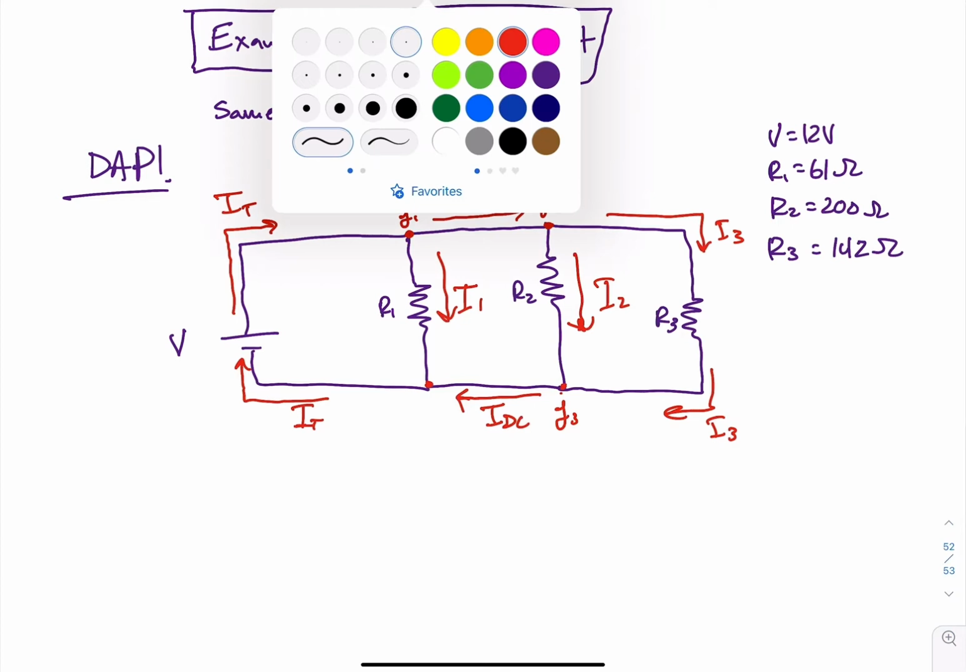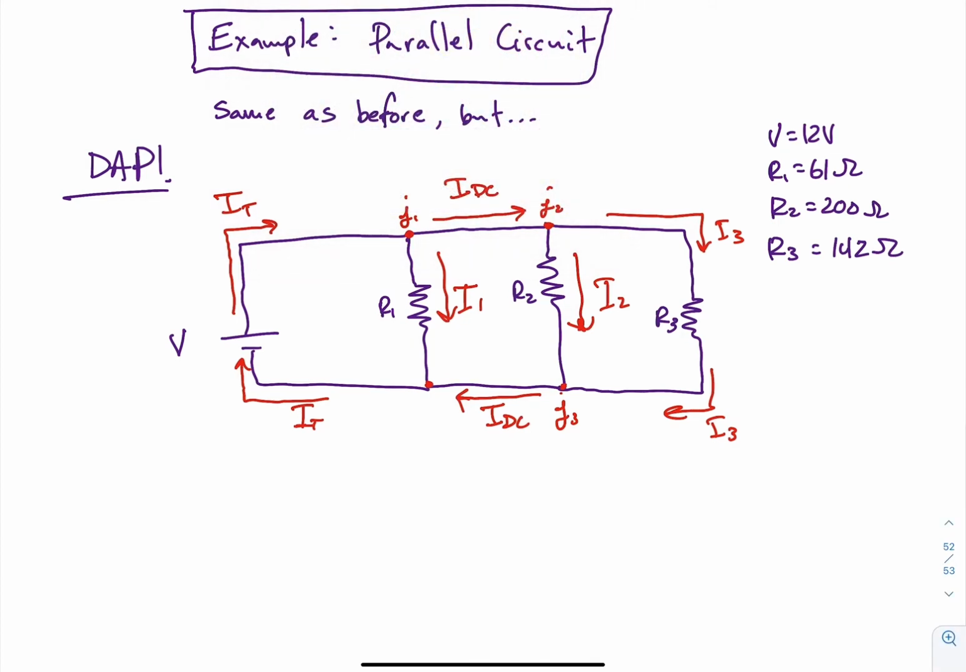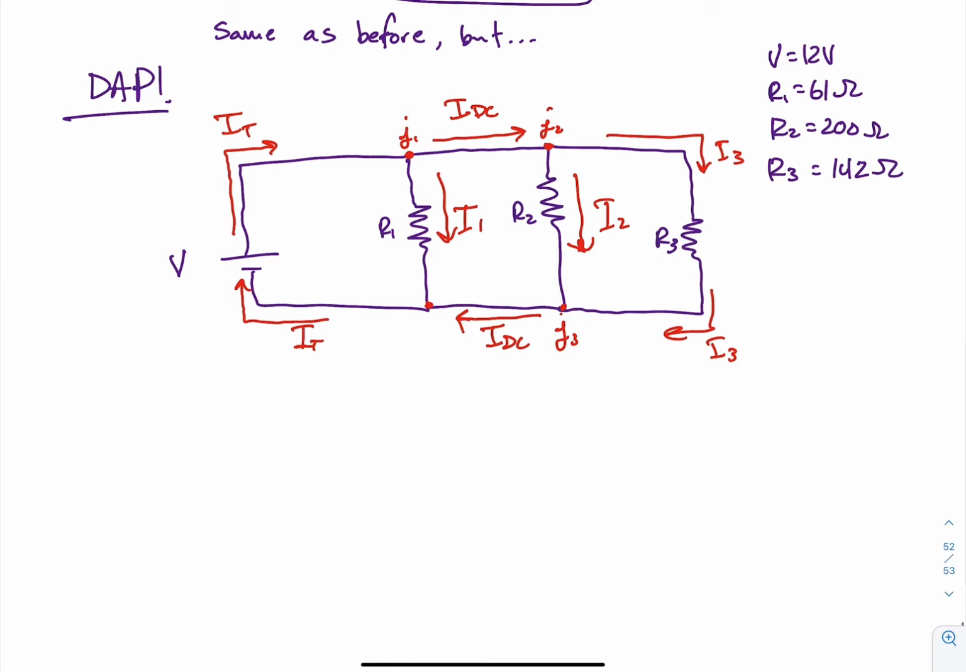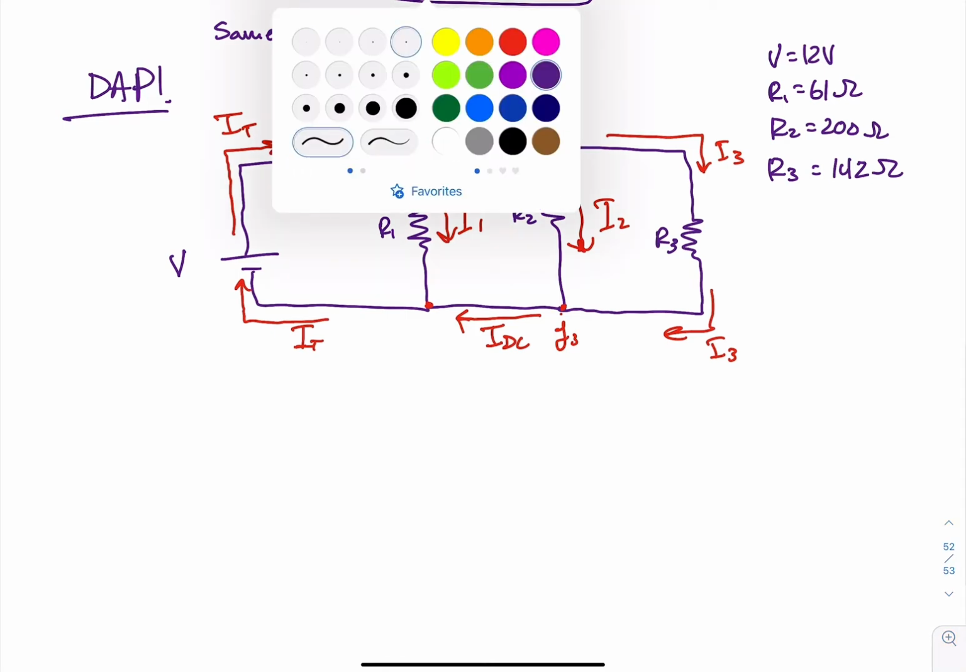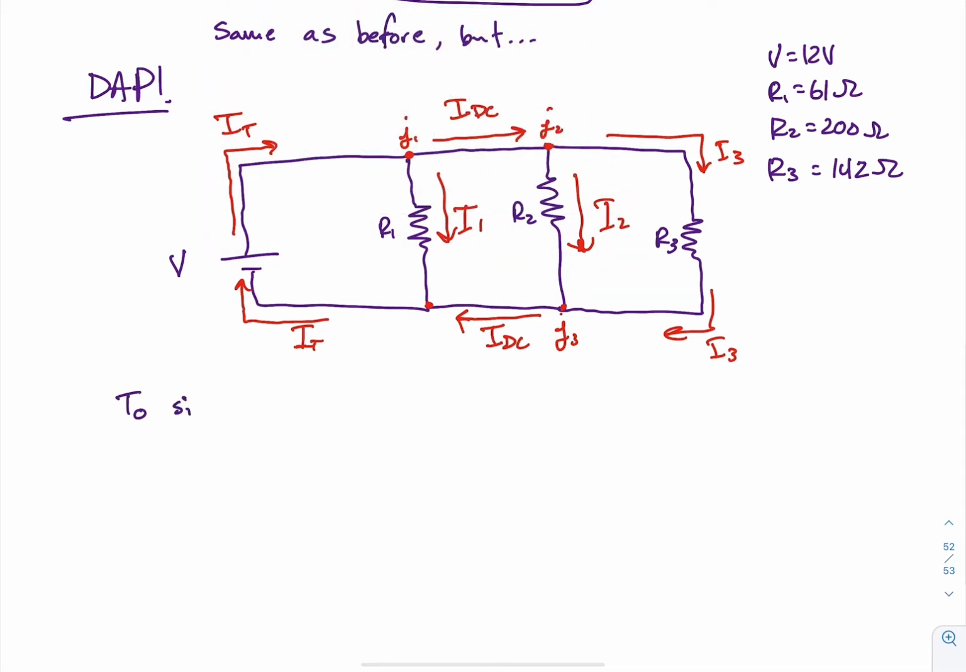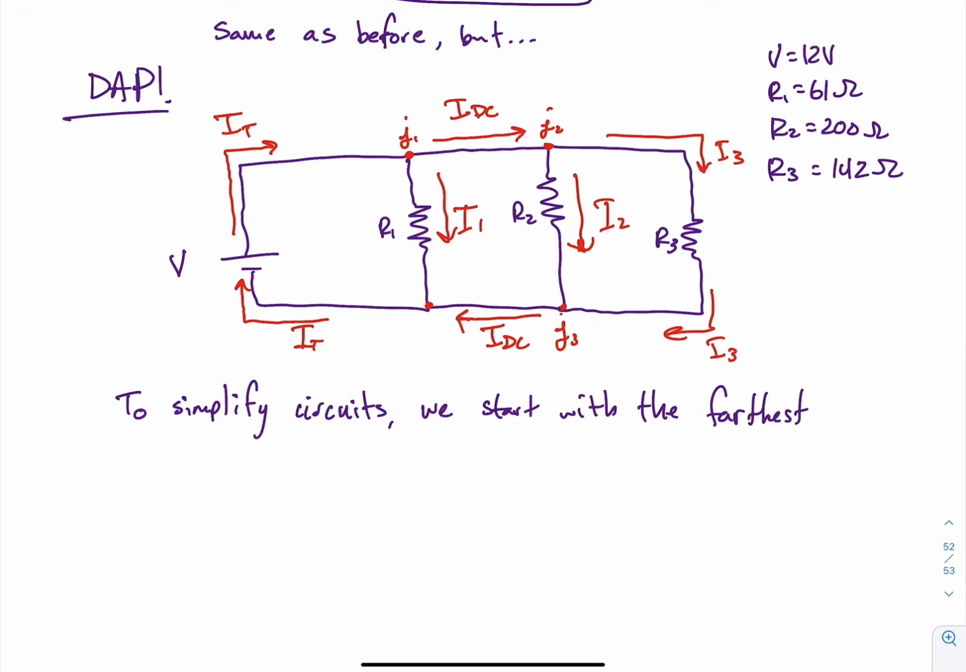Something you might want to note to yourself, which is going to be true for any circuit that we can throw at you, is that to simplify the circuit, oftentimes what we'll try to do is start from as far from the battery as we can and work our way toward the battery. And so I'll write that we start with the farthest components from the battery and work our way in.